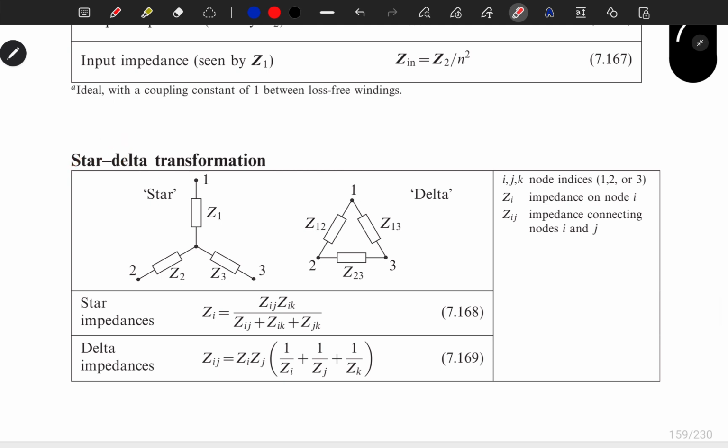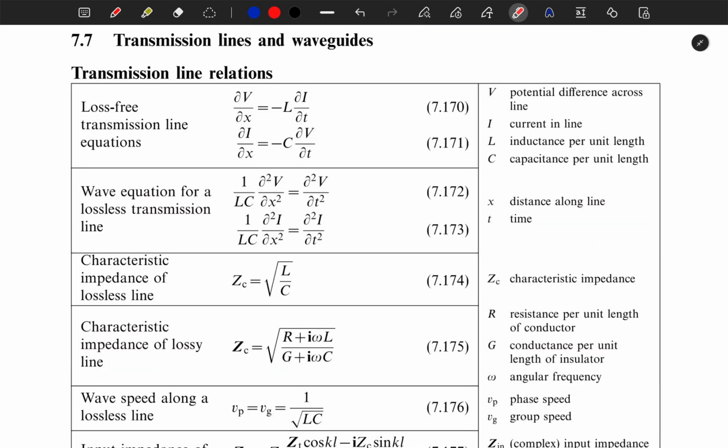Star delta transformation: star impedance and delta impedance are related like this. Transmission lines and waveguides. Loss free transmission line equations: delta V by delta X equal to minus L di by dt, and delta I by delta X equal to minus C dV by dt. Wave equation for a lossless transmission line: d2v by dx2 equal to l c d2v by dt2. Similarly for I also: d2i by dx2 equal to l c d2i by dt2.